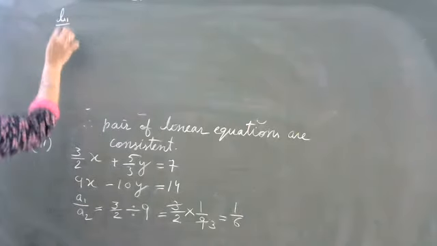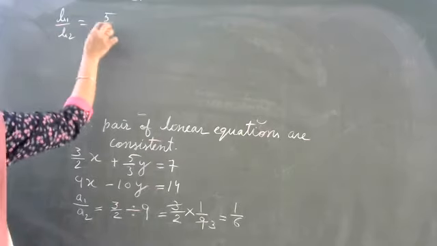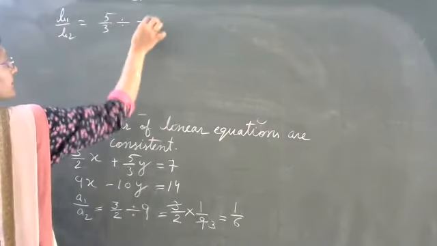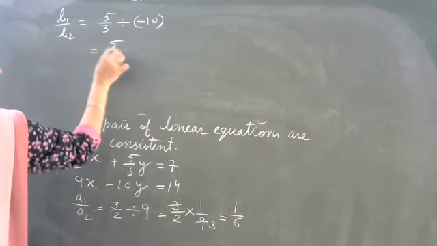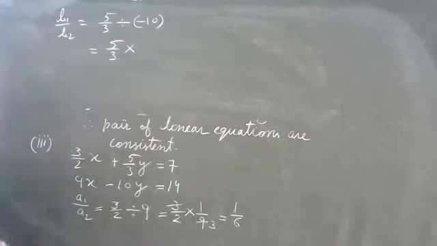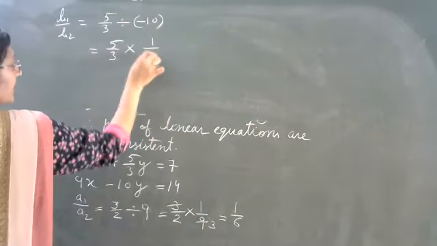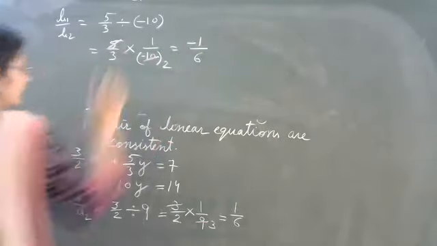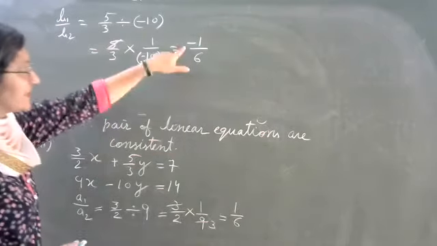Now B1 over B2 is equal to 5 over 3 divided by -10. 5 over 3 divided by -10 is converted into multiplication, so 10 we write as 1 over -10. 5 over 10 is 1 over 6 with a negative sign. Now see, in this both the values have the same magnitude, 1/6 and 1/6, but the sign is different.